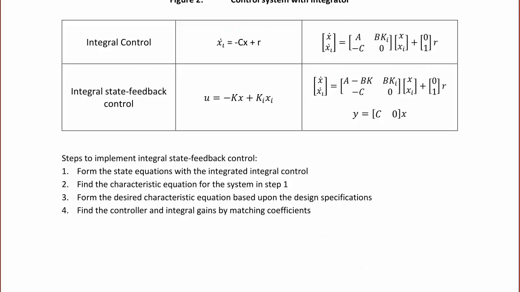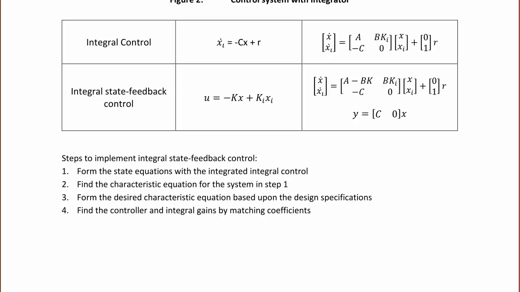The equations for integral control are x sub I dot equals negative cx plus r, and here I show the matrix where it's integrated with the state variable feedback matrices. And the integral state feedback control is u is equal to negative kx plus k sub I x sub I. And here we have those equations with the state variable feedback as well. And for both of these equations, y is equal to cx.